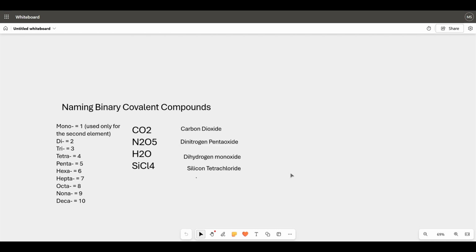So what we learned today is that first you need to identify the elements. Second, you need to identify the quantity. Then you place all of these prefixes, except for mono for the first element. And finally, everything ends with ide for binary covalent compounds. And that's it. Follow these steps to name any binary covalent compound, but just remember to use prefixes for both elements. Skip mono for the first element if it only has one atom.